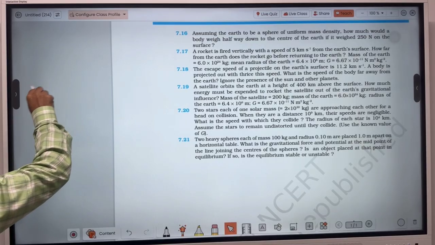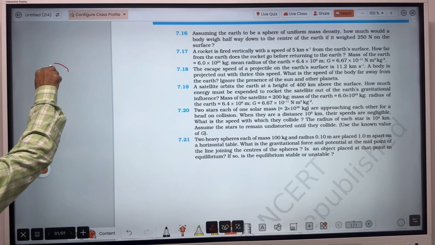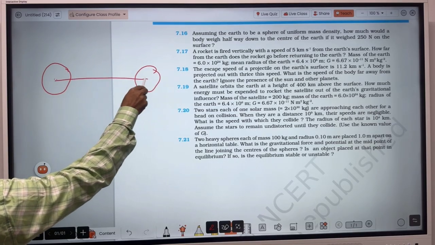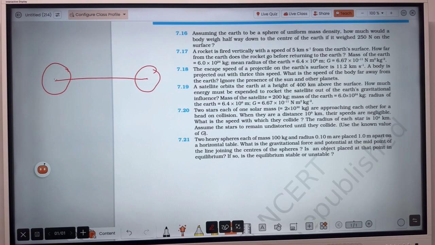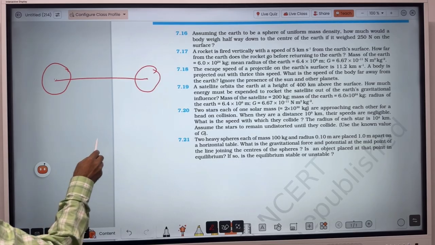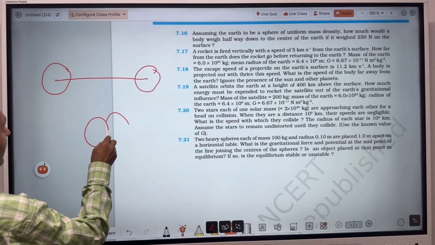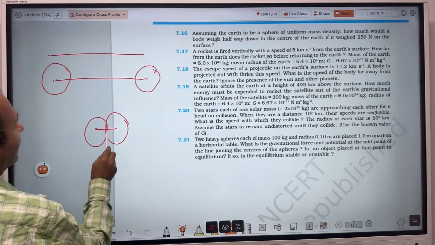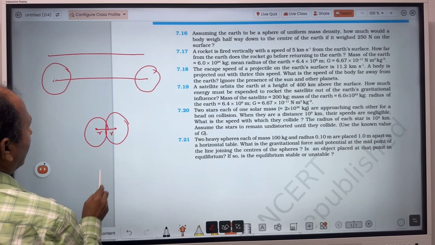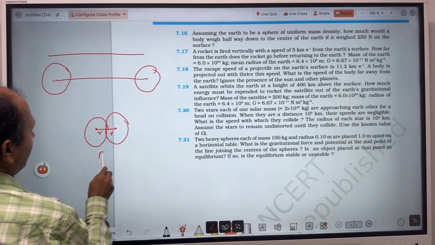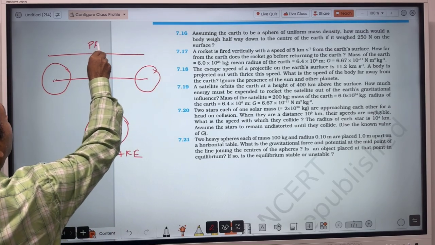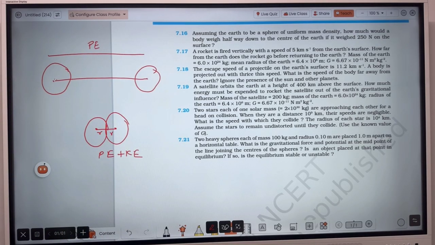So here the situation is simple. One star here, another star here. So we can calculate potential energy, and when they collide, they will touch each other. So here we will find the separation. Here the separation is given. Radius of the two are given. So here again there will be potential energy PE plus KE. Here only PE. Then we can apply the energy conservation principle. So let's see how we can do it.